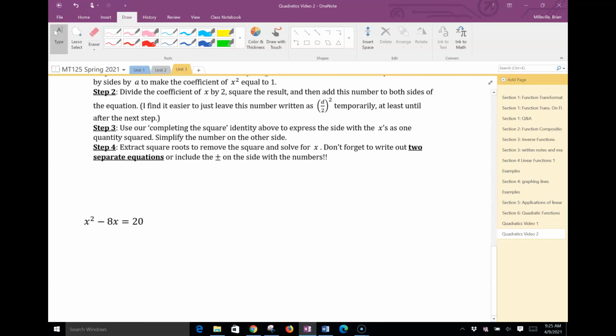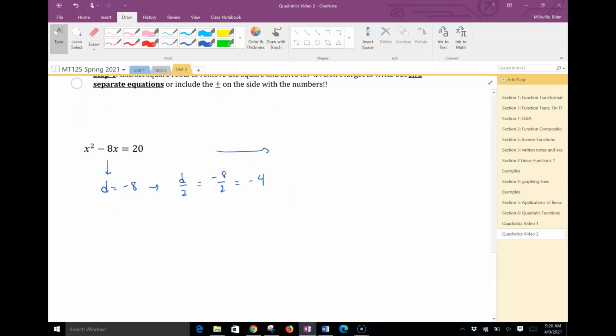Alright, so let's get into some examples. This first example, the x terms are already on the left side. The number in front of x is -8. Dividing that by 2, we get -8 divided by 2, which is -4. So, okay, let's rewrite the left-hand side by completing the square. So what do we do here? Well, let's take it below.